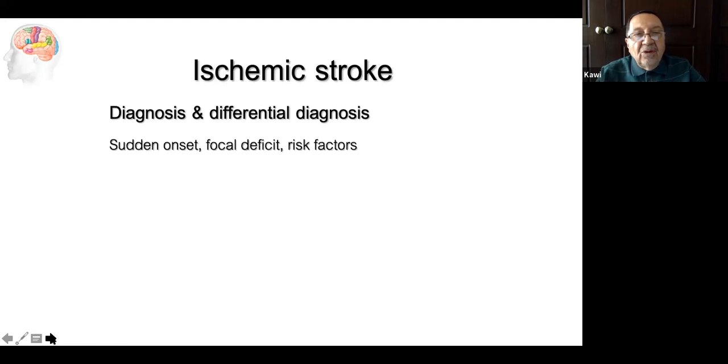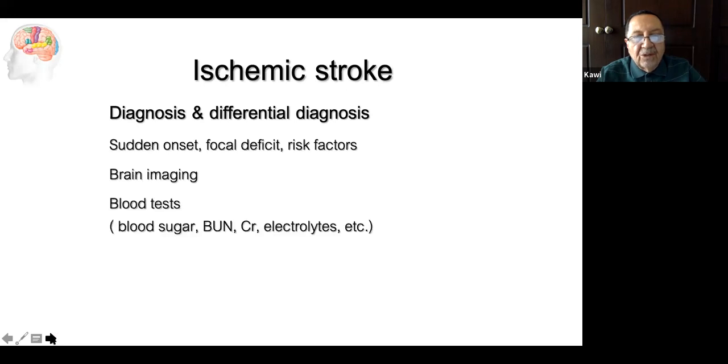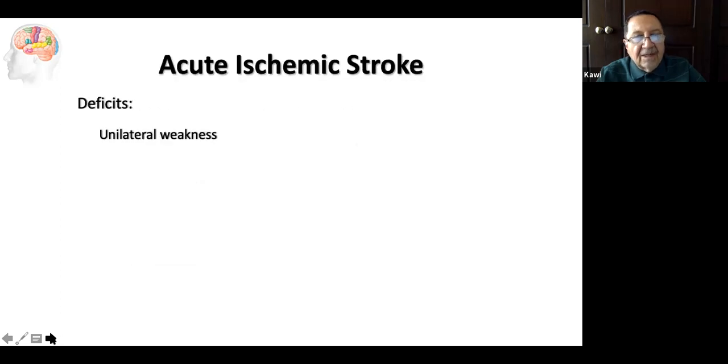So then we look at the differential diagnosis of an ischemic stroke. Ischemic stroke is a sudden onset, focal deficit in a patient who has risk factors. We do brain imaging, we do necessary blood tests that are sugar, BUN, creatinine, electrolytes, and we do EKG because cardiac tests are important. And we try to check for troponin to make sure that the patient does not have associated myocardial infarction.